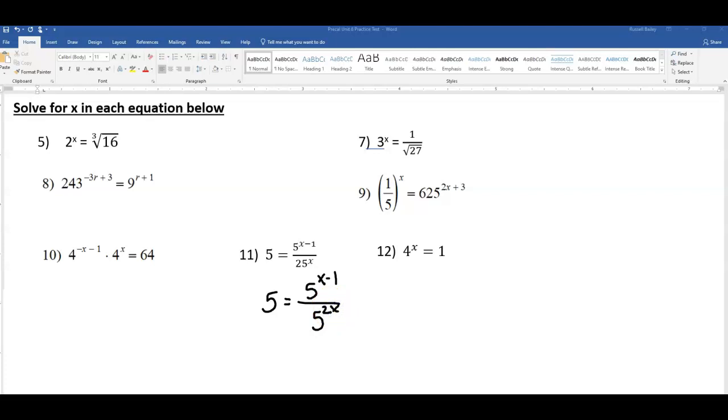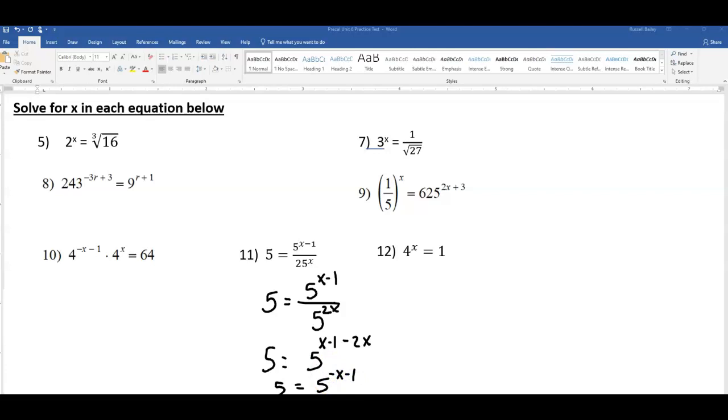Now, in this case, when you have two terms with the same base, one on top of the other, you can rewrite that as one base where you do the top exponent minus the bottom exponent. All right, and as a result, we're going to end up with 5 is equal to 5 to the negative x minus 1.